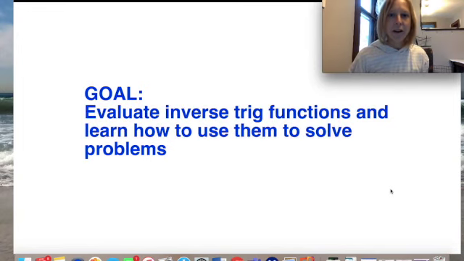All right, now that we've had a good reminder about how to take care of our bodies while we're at home right now, it's time to take care of our mind by learning some more math. Our focus this week is going to be inverse trig functions.